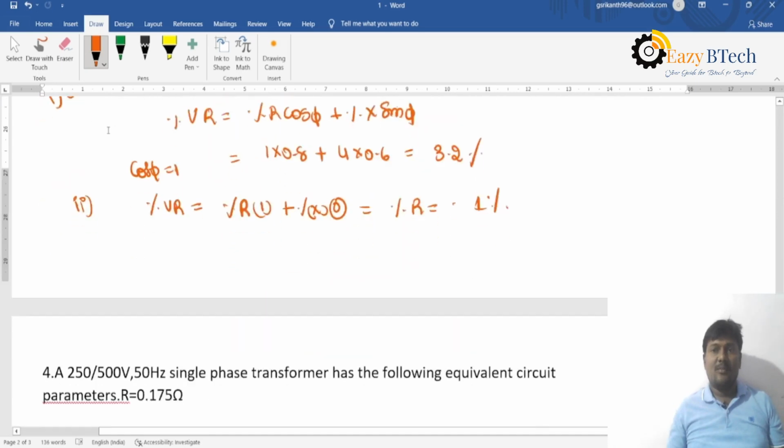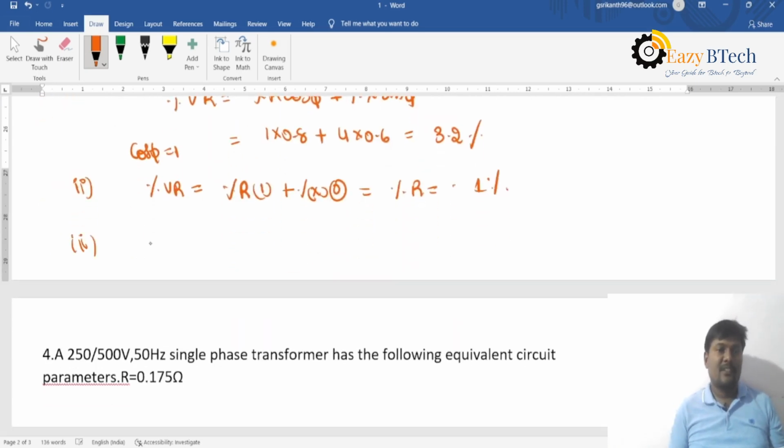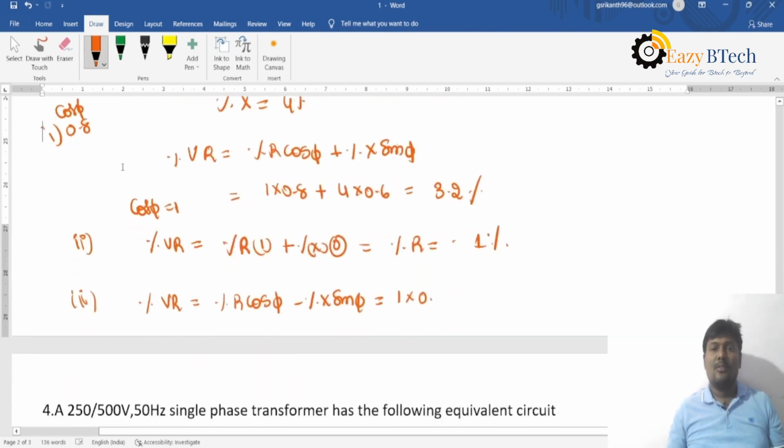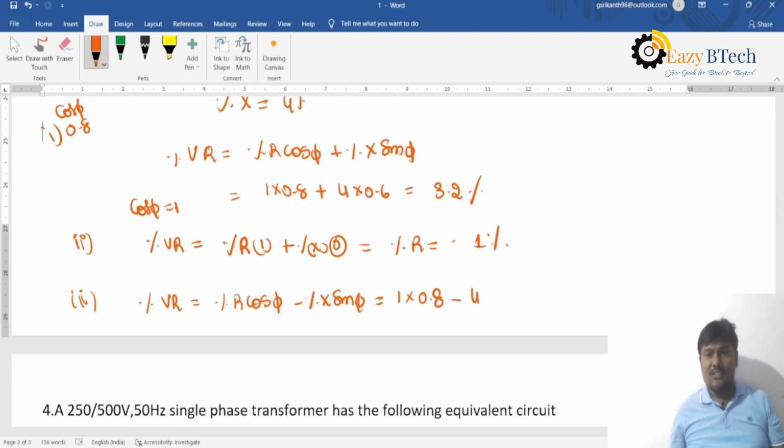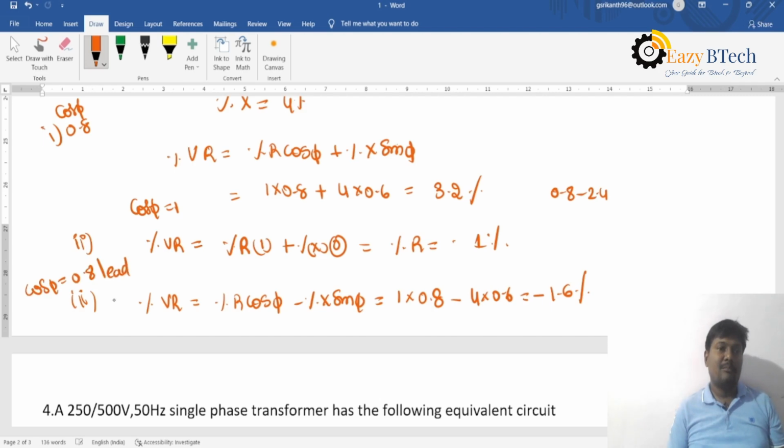And the third part is 0.8 leading power factor. So now the percentage voltage regulation is equal to percentage R cos phi minus percentage X sin phi. So R is 1 into 0.8 minus percentage reactance 4 into 0.6. So 0.8 minus 2.4 should be equal to minus 1.6 percentage. So this is for 0.8 leading power factor.